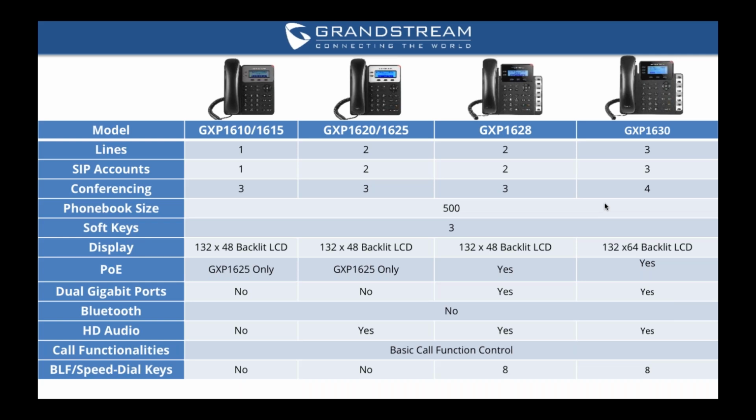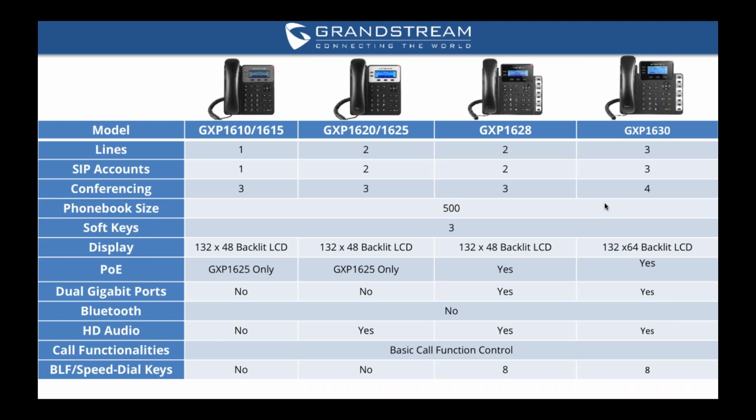Here's the 1600s again. These are more basic IP phones. The models pretty much differentiate here based off of the lines, PoE, and in the case of the 1628 and the 1630, those actually add gigabit ports.